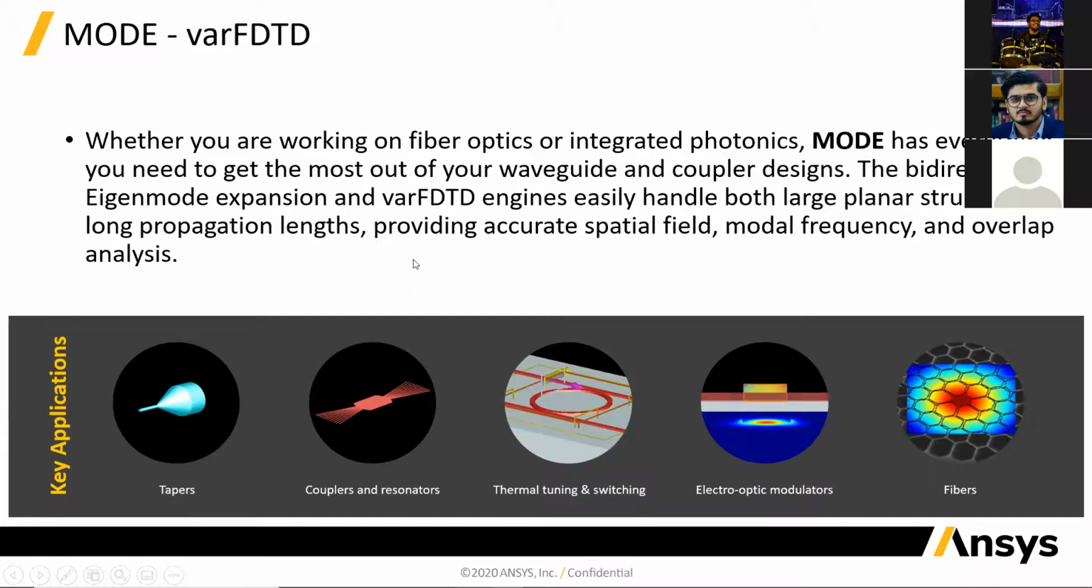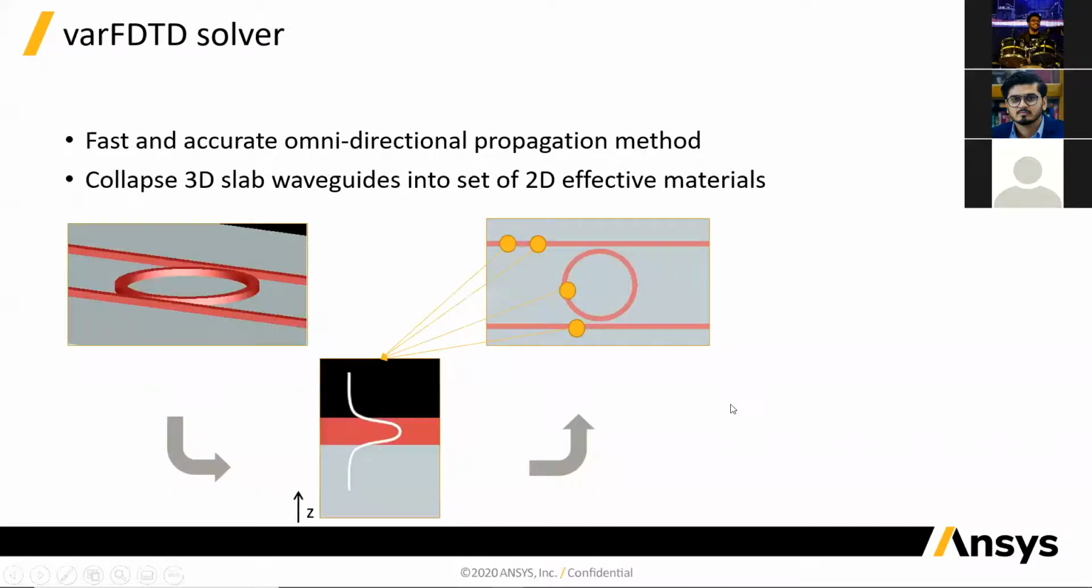And then it allows you to run simulations of structures that are typically planar, so the geometry in the vertical direction doesn't change, but you simply change the pattern on the 2D layer. That allows you to simulate big structures very quickly because it's a 2D FDTD simulation in a sense. So this shows you what I was just talking about: you collapse a 3D waveguide slab into a set of 2D effective materials.